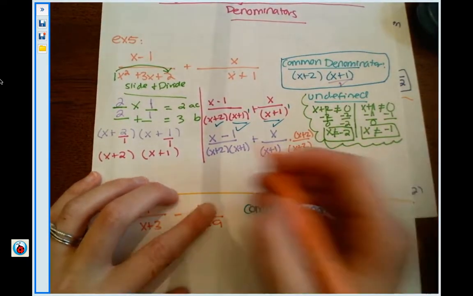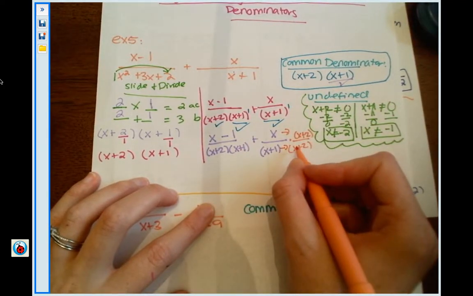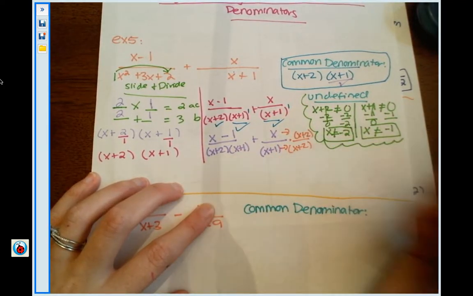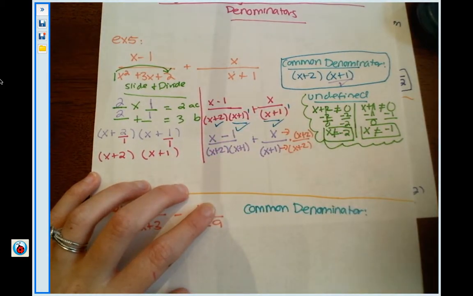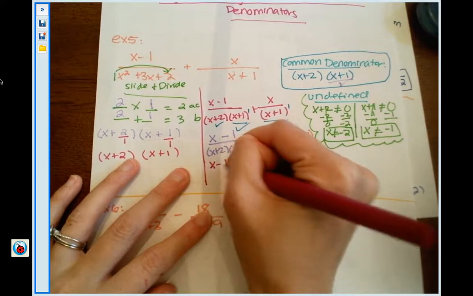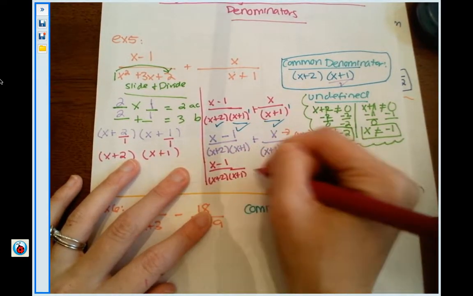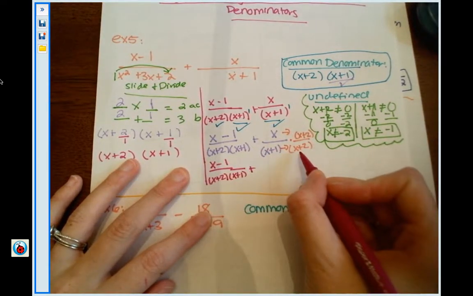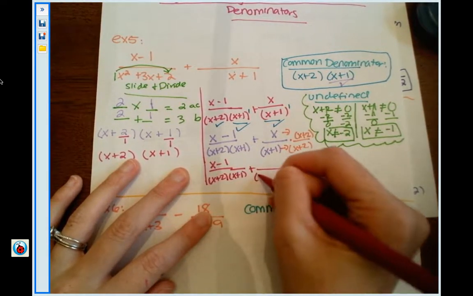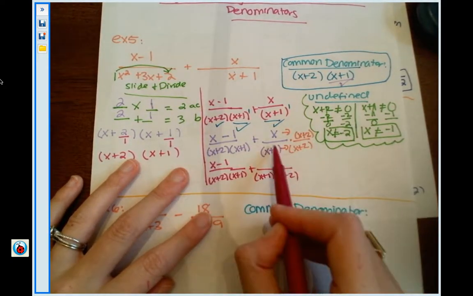Okay, so now, when we multiply straight across, this fraction is going to have a denominator of x plus 1 times x plus 2. Let me rewrite this right here. So I have x minus 1 over x plus 2 times x plus 1, plus, x plus 1 times x plus 2 is x plus 1 times x plus 2. Remember, you guys, when you multiply fractions, you go straight across.